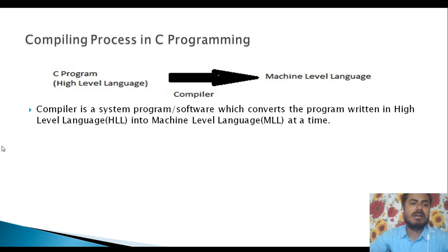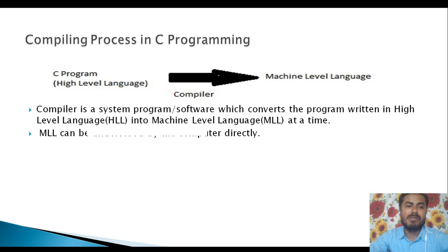Then we can see that a compiler is a system program which converts the program written in high level language into machine level language at a time. That means the whole program is converted into machine level language at once. Machine level language, which is the machine code in the form of binary code, can be understood by the computer directly.